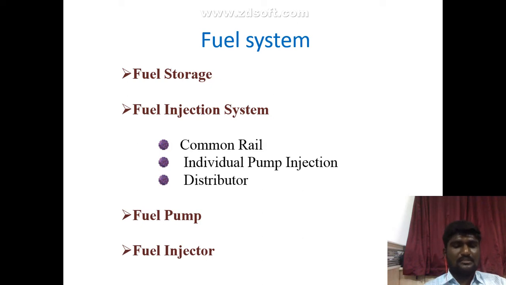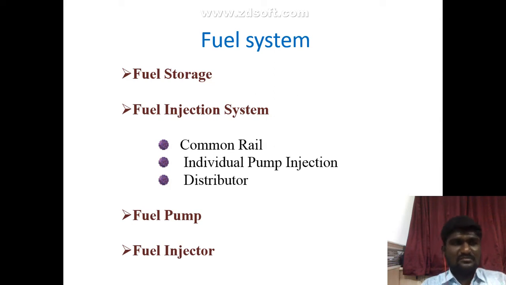The fuel system includes fuel storage and the fuel injection system, mainly the common rail injection system, individual pump injection system, and distributor system, fuel pump, fuel injector. The fuel system includes a storage tank, fuel pump, fuel transfer pump, strainers, and heaters. The fuel is supplied into the engine according to the load variation, which may vary from vehicle to vehicle, whether truck, car, or jeep.